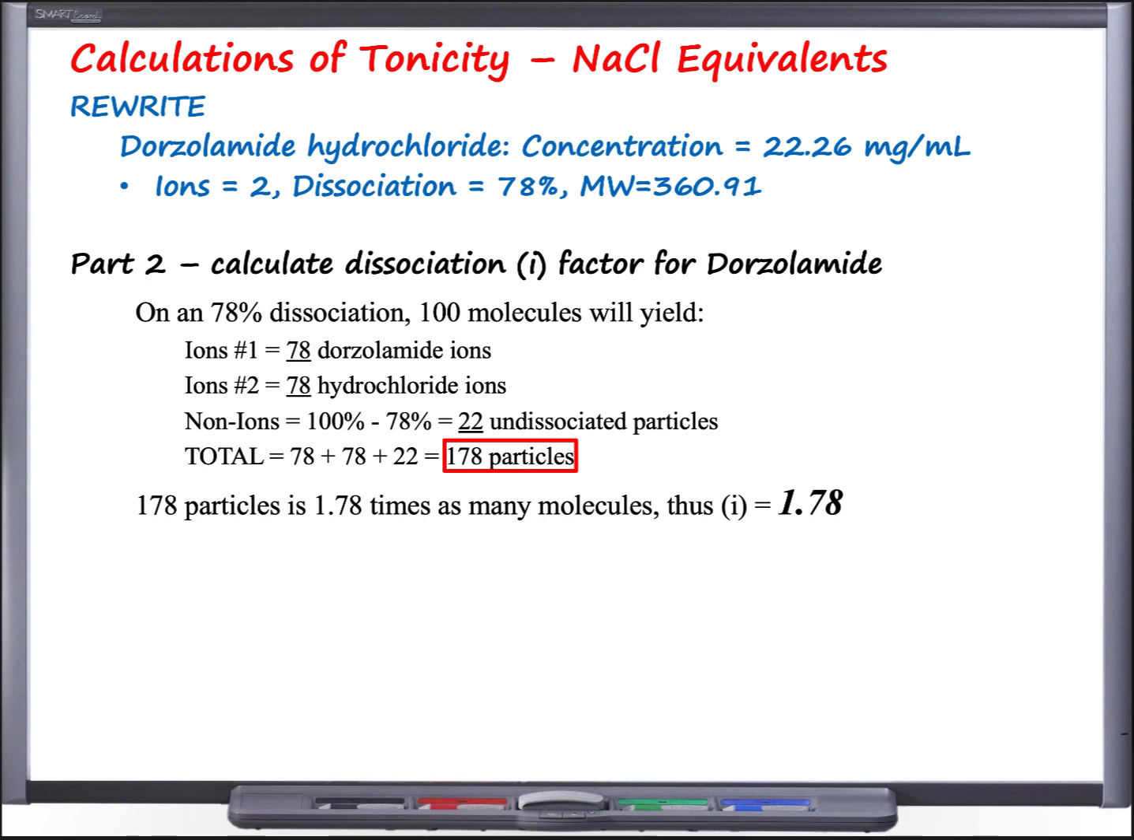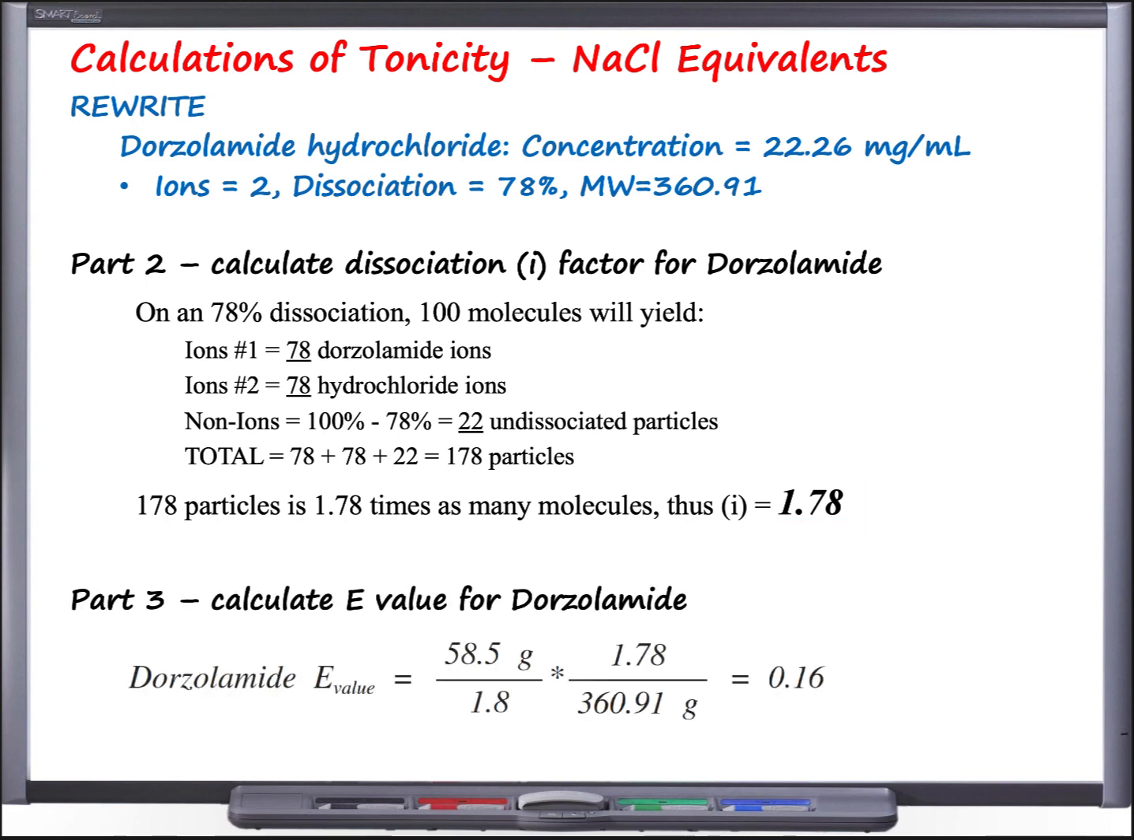And since we started with 100 particles, we take our 178 particles divided by 100 molecules. We are essentially saying we are producing 1.78 times the number of particles than we started with molecules. Since we started with 100 molecules and ended up with 178 particles, we produced 1.78 times as many particles. Therefore, the dissociation factor is 1.78.